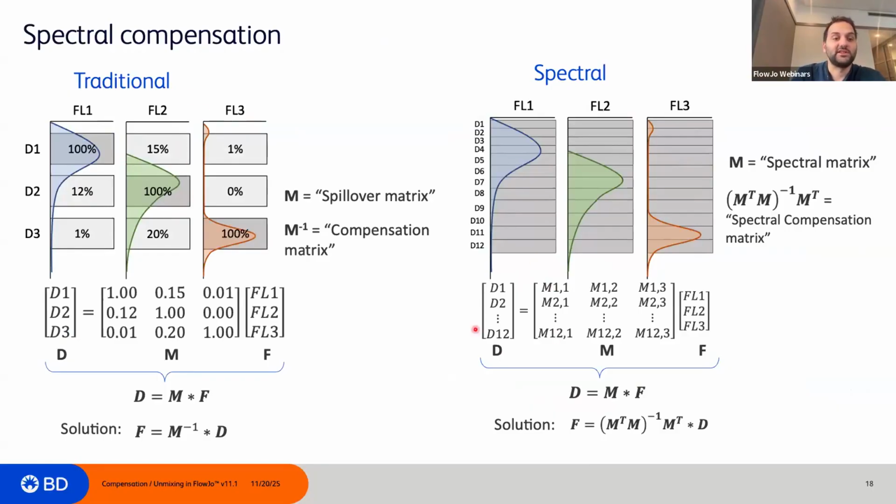So instead of just reversing this matrix of spillover values, we cannot do the same thing. In that case, we need to solve and find how much fluorochrome we have. The math is different and more complex, and it's a different algorithm used for finding how much fluorochrome we have across all the spectrum of detectors used in this experiment. Okay.